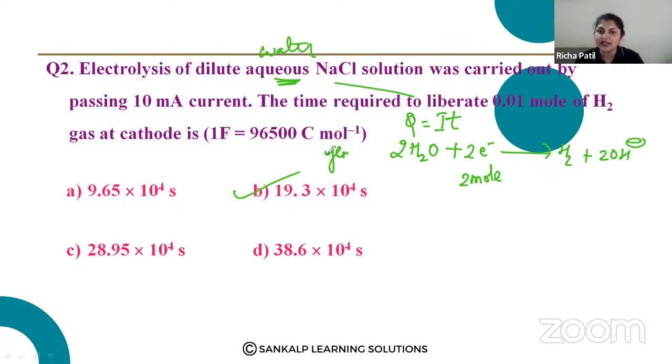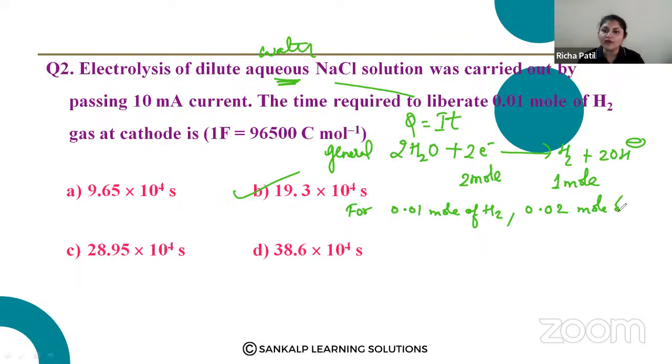So in general, for 2 moles, how much is used? 1 mole is used. Then we have to see for how much? 0.01 mole of H2 and 0.02 mole of electrons, that is 0.02 Faradays consumed. If you see this general equation, for one mole, 2 moles of charge is used. So for 0.01 mole of H2, 0.02 mole of electrons or charge is used.